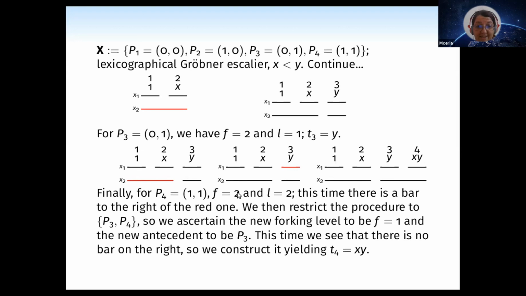Finally, I have to add P4, and for P4, things are more complicated, because for P4, the forking level is 2, and the antecedent is 2. So I'm here again. I must go to the right, but I already have a monomial corresponding to P3. So I restrict my procedure to P4 and P3, getting, of course, that I have to go here because the forking level with respect to P3 is 1, and the antecedent cannot be different from P3 because there is only P3 there. It's a very small example, actually. And I try to go to the right. Here there is nothing, so I can add my new bar, and I get xy corresponding to the point before. So every time I have to repeat the procedure, what I get is something that is not a pure power.